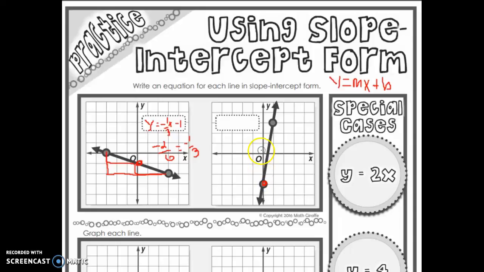The next problem, where does it cross the y-axis? Right here. So it's at 0, 1, 2, -3. So I know I have to subtract 3 at the end because that's where my graph starts. I'll start with my y equals.